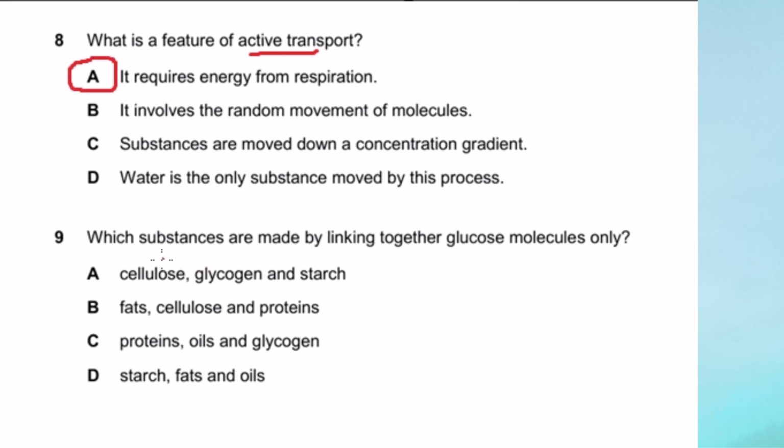And then they ask what substances are made by linking together glucose molecules only. Well, let's look here. Here I have proteins. Well, that requires some nitrogen. Again, here it requires some nitrogen, and we have some oils and some fats here that require stuff that's not only glucose. But here, cellulose, glycogen, and starch. Yes, this is our one. This is our answer.